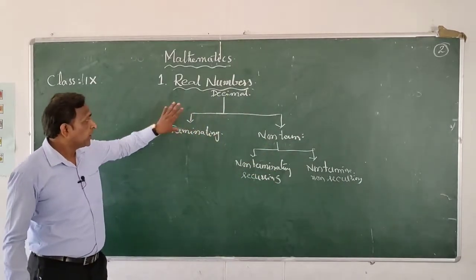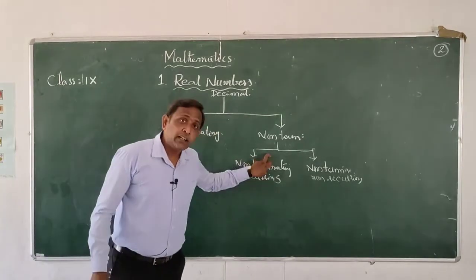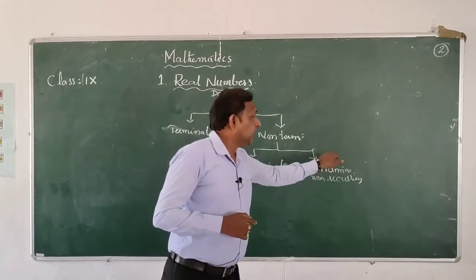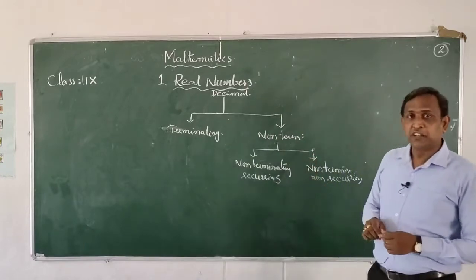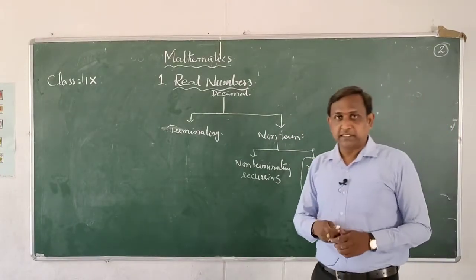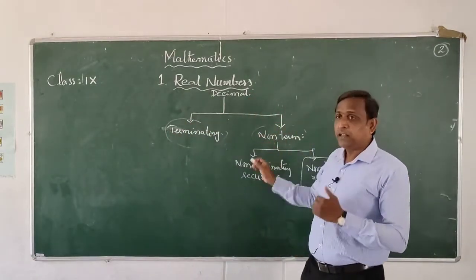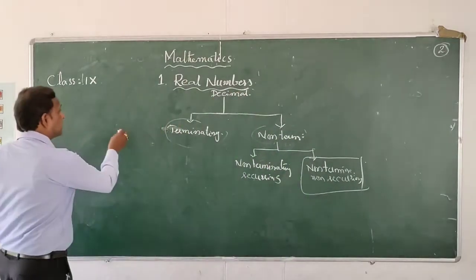But I told you all terminating decimals are rational numbers, and non-terminating repeating decimals are rational numbers. But non-terminating, non-recurring decimals are not rational numbers. Those numbers are called irrational numbers. Terminating decimals and non-terminating repeating decimals come from dividing one number by another, which is called p by q.